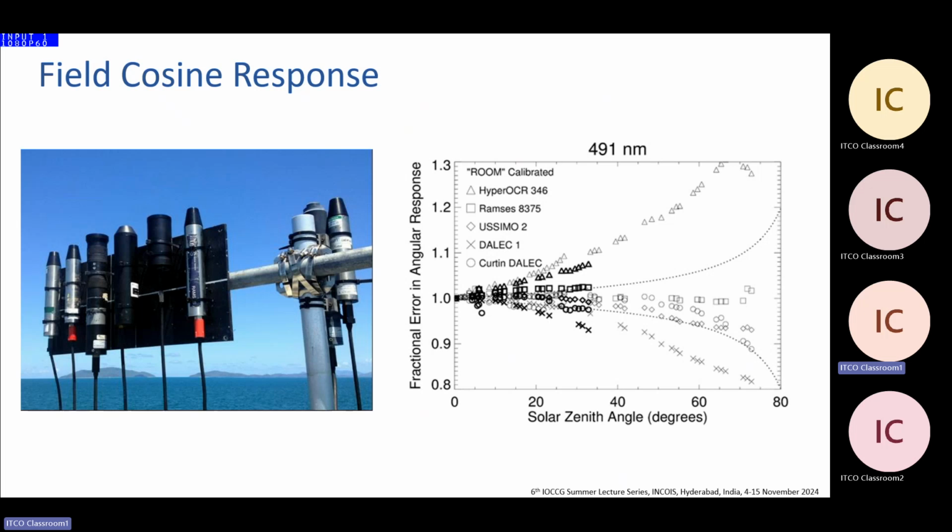So from nearly zero, we were there at the time of year where you can have the sun just above your head, up to nearly 60, 70 degrees early in the morning or in the evening. And what you have here is the error in the angular response by comparing these different instruments. So you recognize hyper-OCR, Ramses, UCMO is an instrument, and DALEC are instruments developed by Matt's company as well. And you can see this response is quite variable among different instruments.